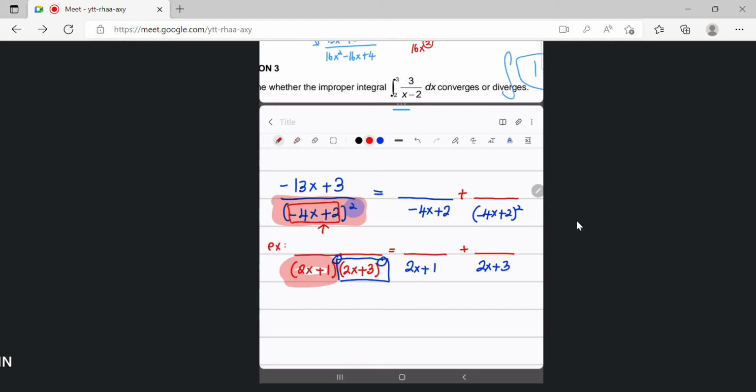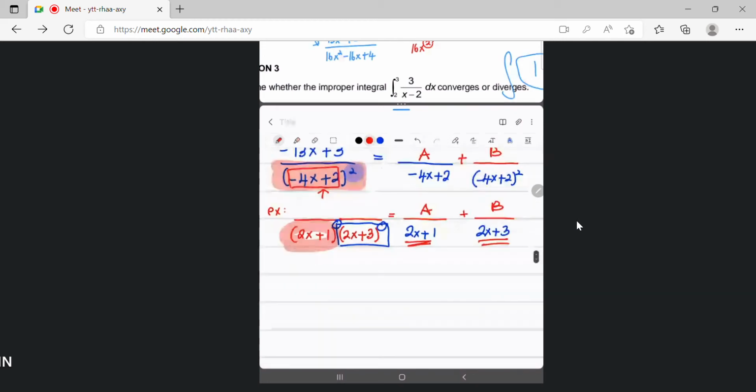So, if linear, A. This one sama kan? B. Okay. So, yang contoh tadi saya bagi, 2x plus 1. Yang ini, linear kan? A. Ni, linear juga kan? B. Okay. Okay tak?